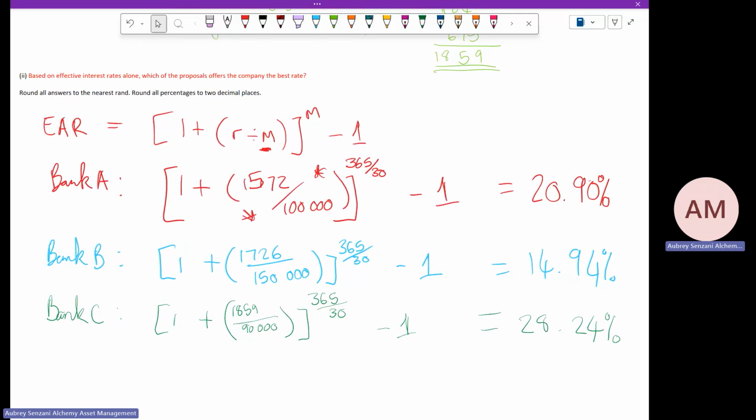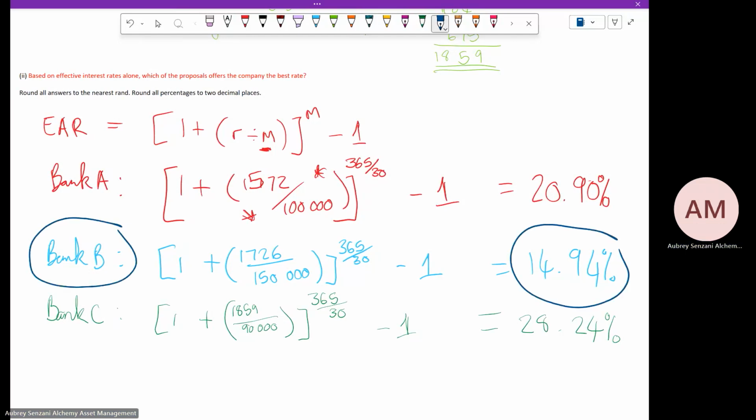Okay, so which one are we going to select? Which bank proposal are we going to take up? The lowest, yes, which is obviously Bank B. Can you see that? Because remember, this is interest that we are going to have to pay at some point. So we want to pay the least.